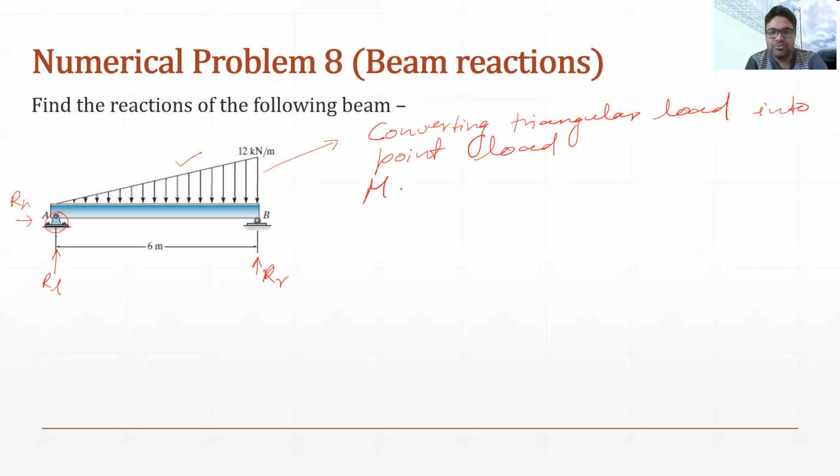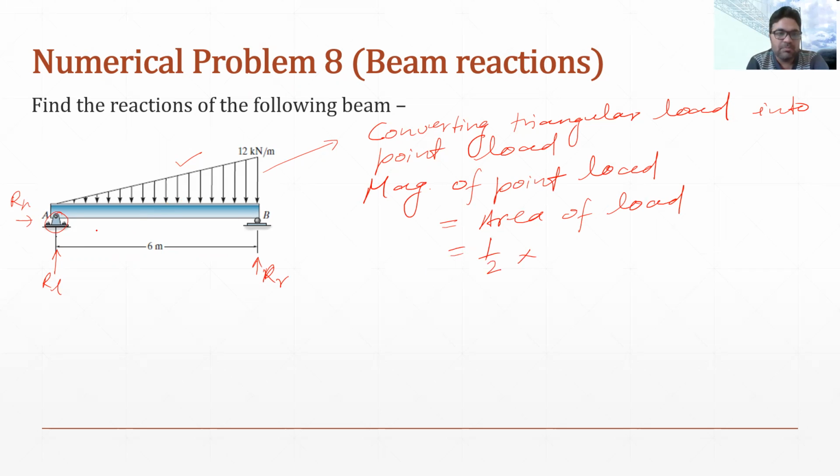So the magnitude of the point load will be equal to the area of load. So in this case the area is in the form of a triangle, so there we will write half into, now the base of the triangle is 6 meter and the height of the triangle is this one, which is equivalent to 12. So the unit is 12 kilonewton per meter. So we will write here 6 multiplied by 12, which becomes 36 kilonewton.